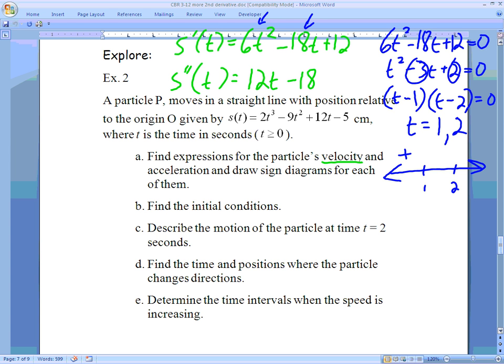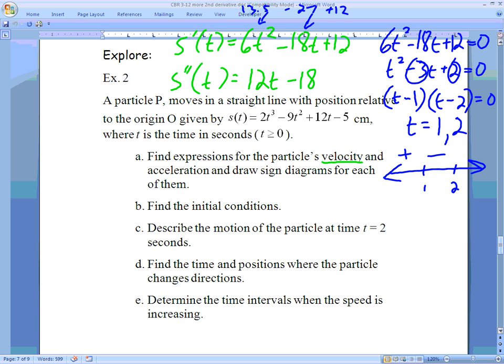Between 1 and 2, I could plug a number like 1.5 in, and I'm going to use a calculator to help me do this a little bit faster. If I take 6 times 1.5 squared, I end up with 13.5. And then I'm going to do negative 18 times 1.5. I get negative 27. And then I have 12. 12 plus 13.5 is 25.5, and 25.5 is less than the absolute value of negative 27. So there's more negatives than positives. So this is negative, as we may have guessed anyway.